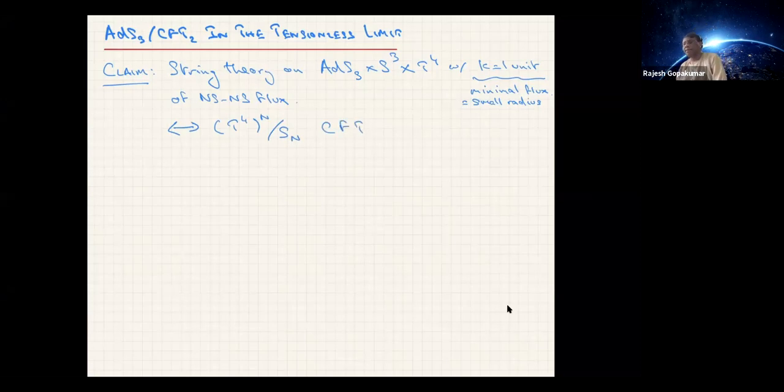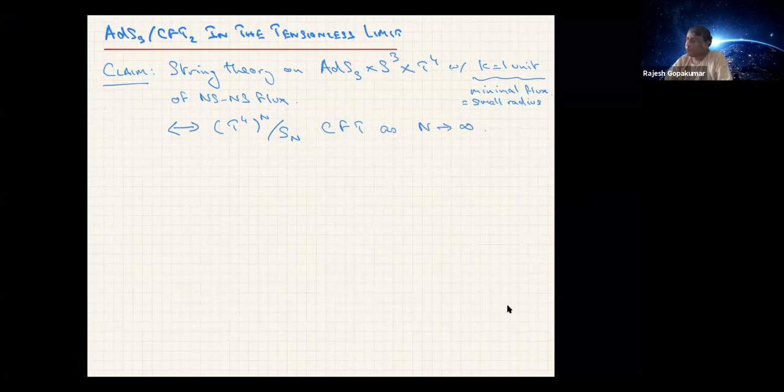And this is something which involves taking this T4 and n copies of it over here, and orbifolding by the symmetric group on n elements, which permutes these n copies, and you do it like a conventional 2D CFT orbifolding. And this is the nth symmetric product orbifold, and the claim is that string theory, at least perturbative string theory on this, is dual to this as n goes to infinity.